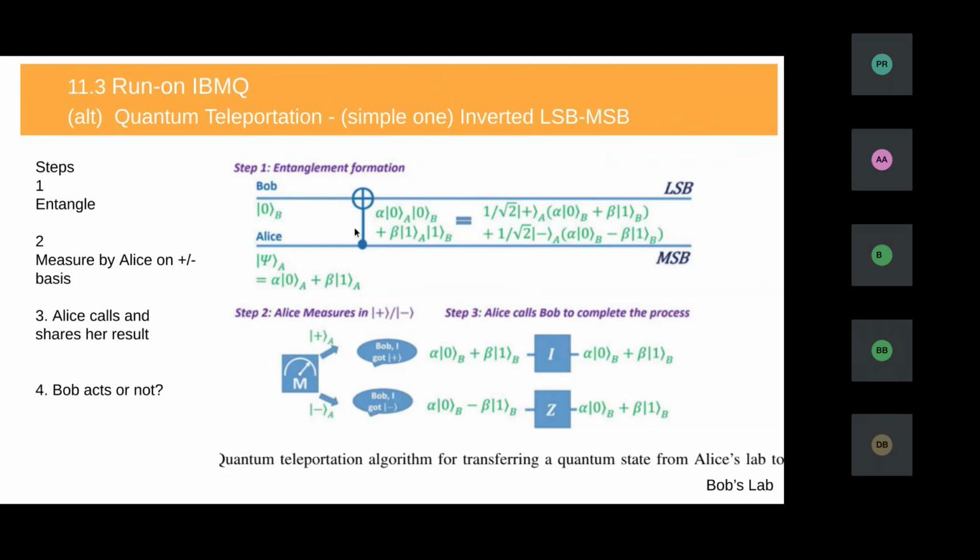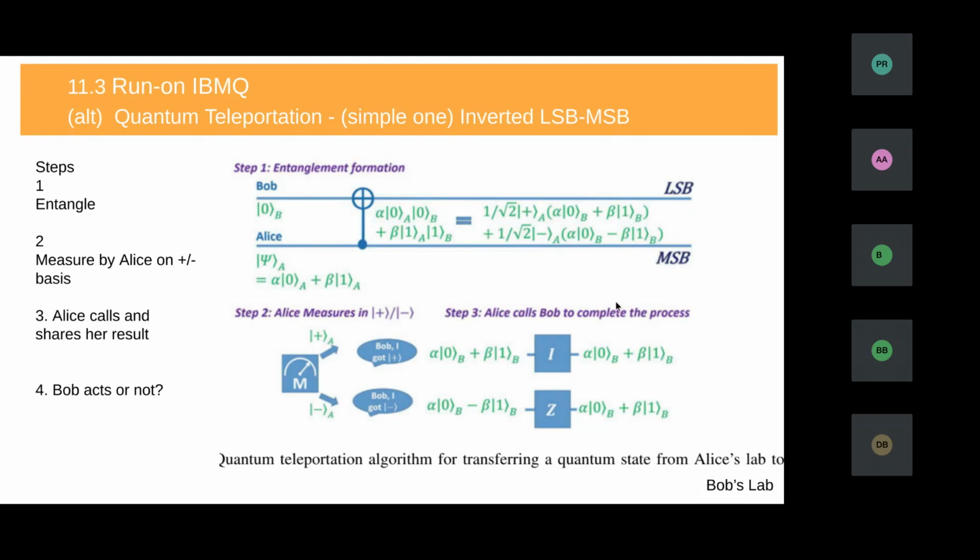So when you apply the CNOT gate or a unitary XOR gate, you are entangling. And once you are entangling, the next question is how do you measure it, right? Because you have to measure to know what it is. And that is where you do a plus minus basis measurement. Same thing what we did. So first is entangle, then measure by Alice on plus minus basis. Alice calls and shares the results, and Bob acts on it, depending on if it's a 0 or a 1.